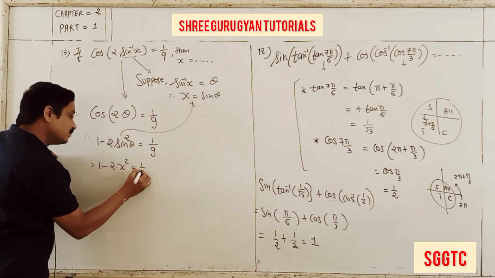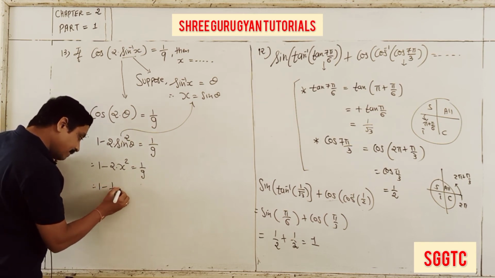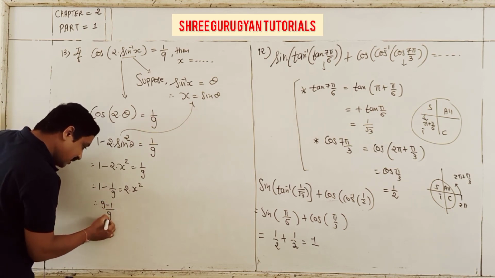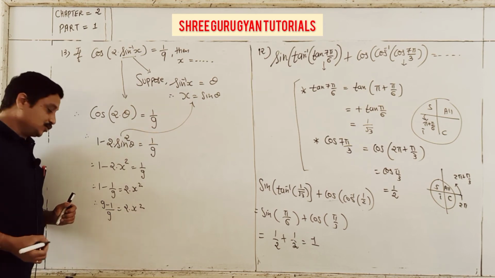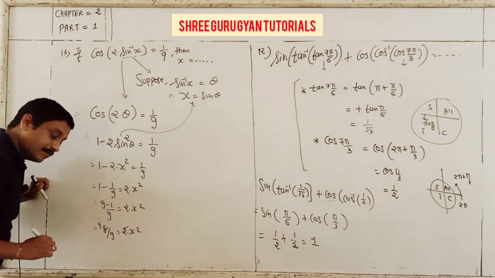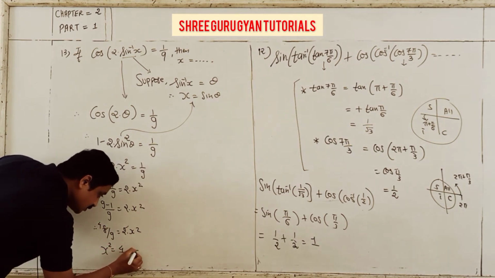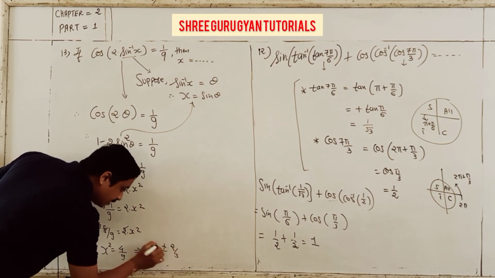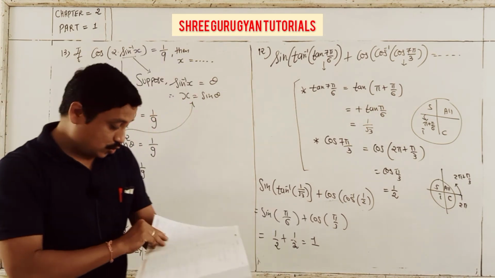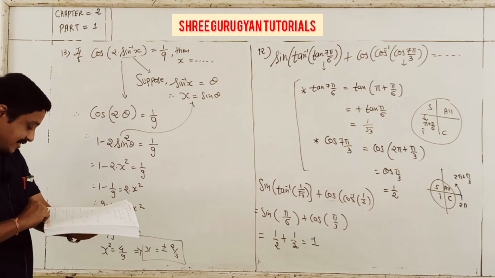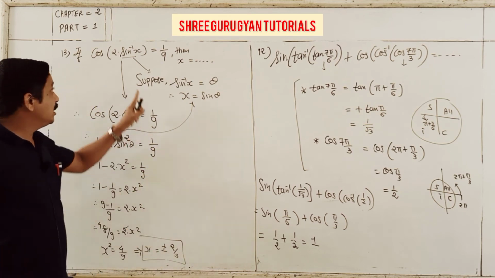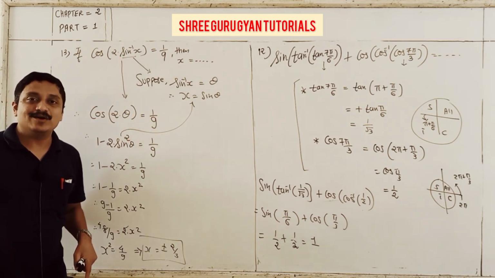So here, 1 minus 2x square equals 1 by 9. Simplify: 1 minus 1 by 9 is 8 by 9, equal to 2x square. Cancel the 2s, and x square becomes 4 by 9. So x is plus or minus 2 by 3. According to the options, you will decide your answer. The options printed in your question are 3 by 2, 2 by 3, half and 1. So students, your answer is 2 by 3.